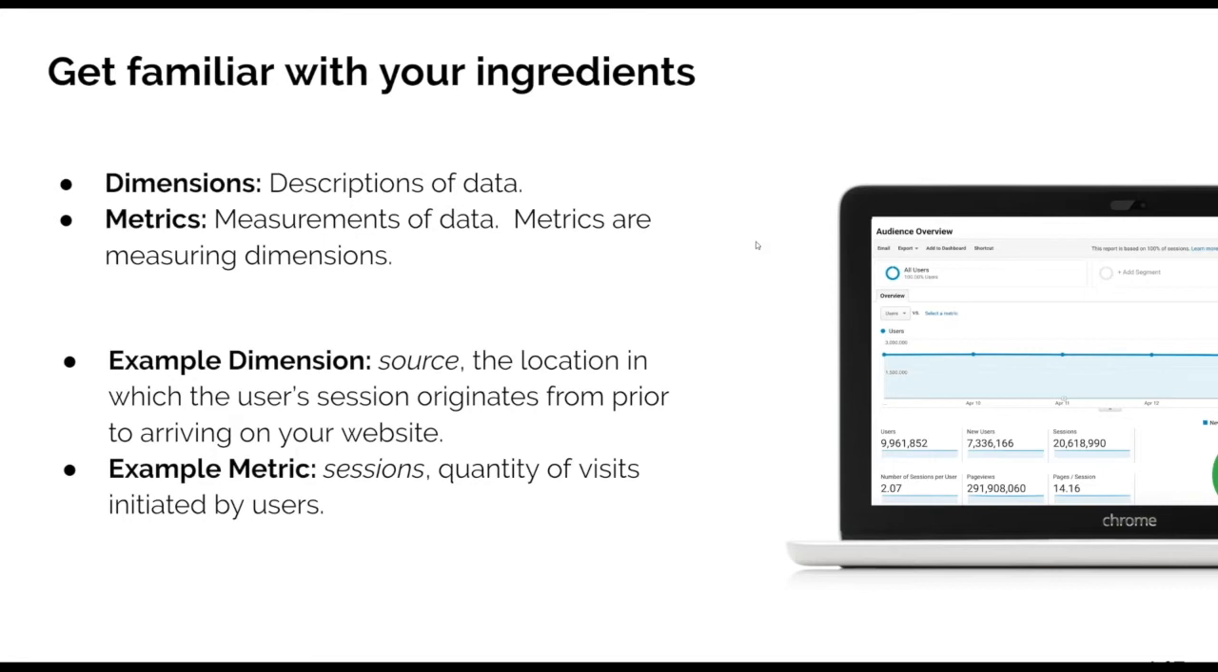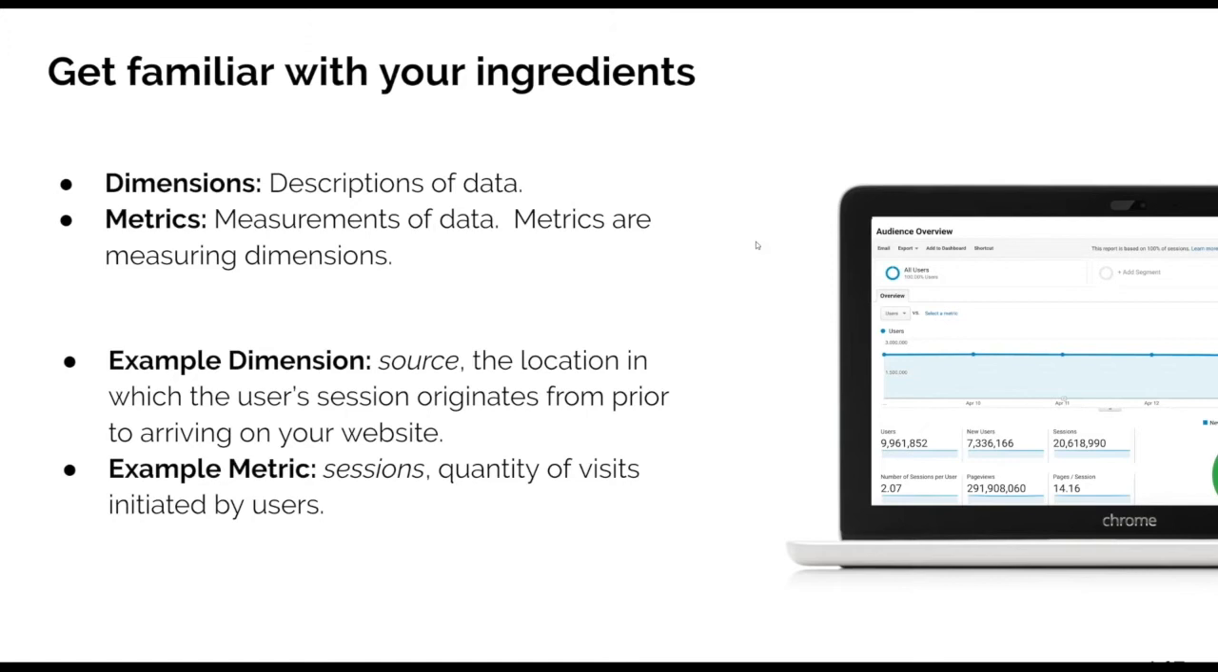Dimensions are descriptions of data. Metrics are measurements of data. Metrics are measuring dimensions. Metrics are anything that is quantifiable. So in any of the GA reporting, all of those columns to the right of any of those data table reports are essentially going to be your metrics. Any of the dimensions are going to be words. So it's words and numbers.